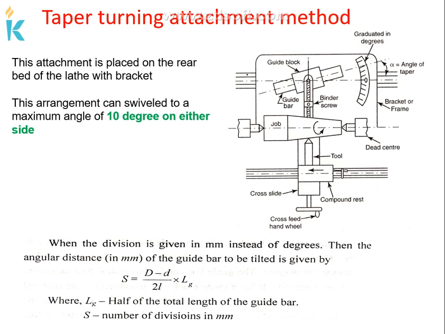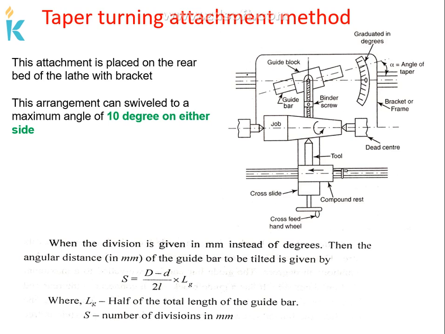In this method, a taper turning attachment is attached to the rear end of the bed by using the bottom plate or bracket. It has a guide bar which is pivoted at its center. This guide bar can swing to both sides, a maximum of 10 degrees, so we can swivel the entire setup. It has a guide block which connects to the rear end of the cross slide and it moves on the guide bar. Before connecting the cross slide, the binder screw is removed such that the cross slide is free from the cross slide screw.